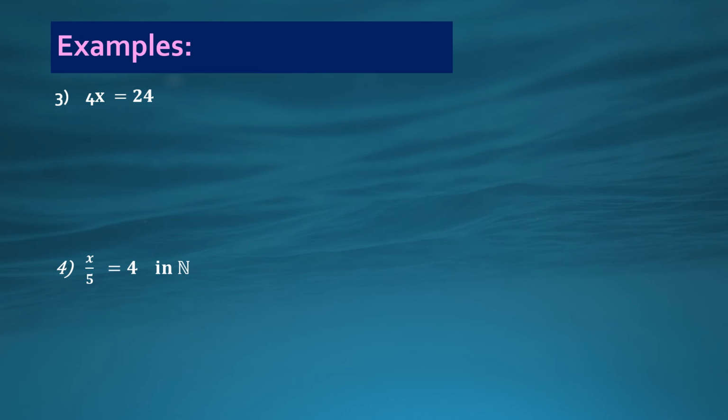In number 3 here, we have the equation 4x equals 24. As we can see here, we have a number multiplying x. That means you will use the opposite of this operation. The opposite of the multiplying operation is the dividing operation. So you will divide both sides of this equation by 4.